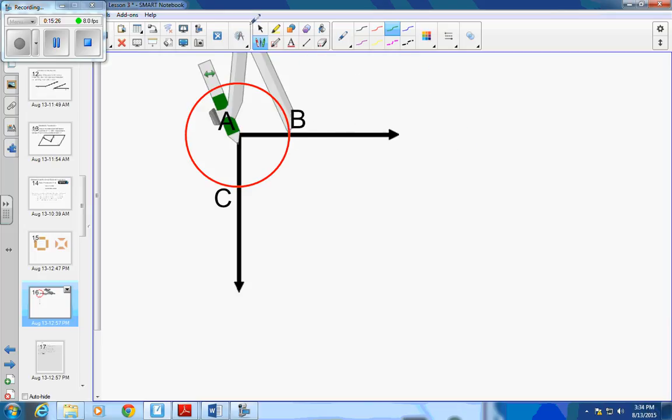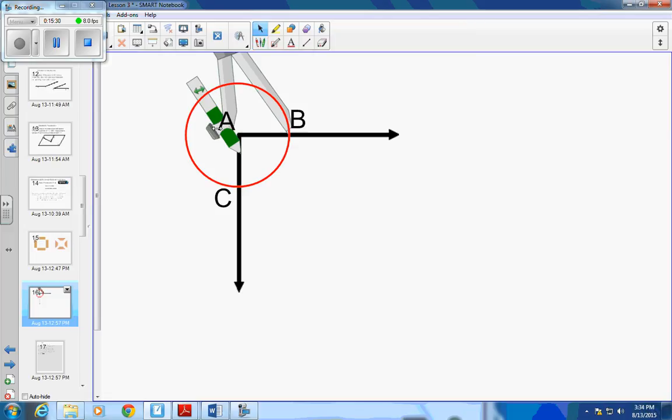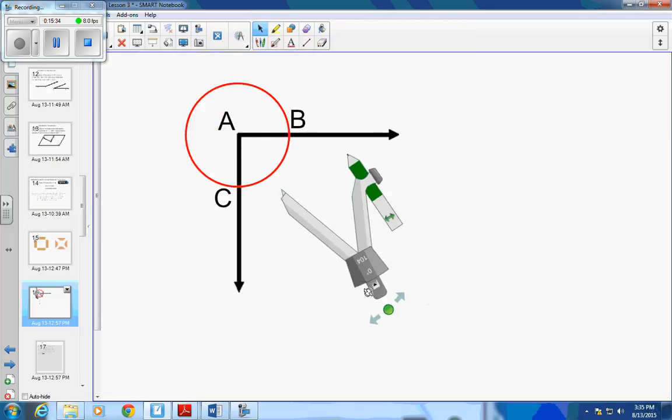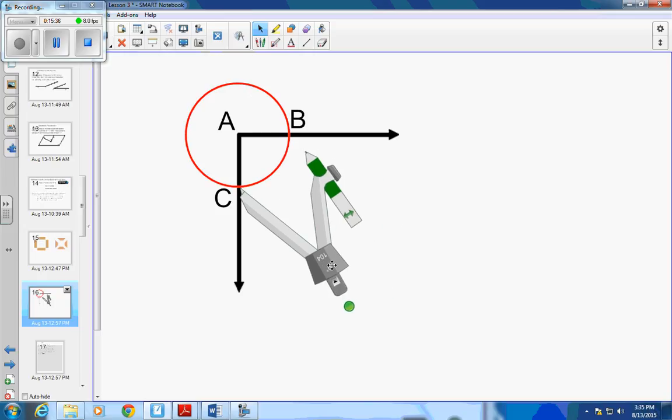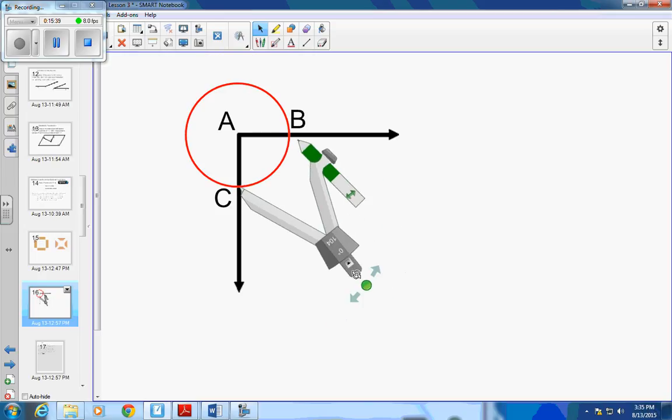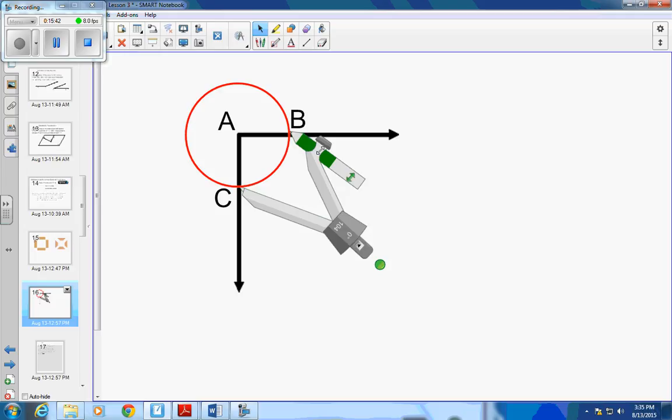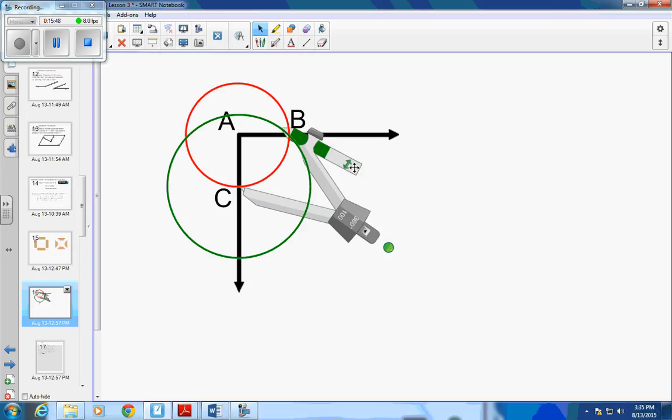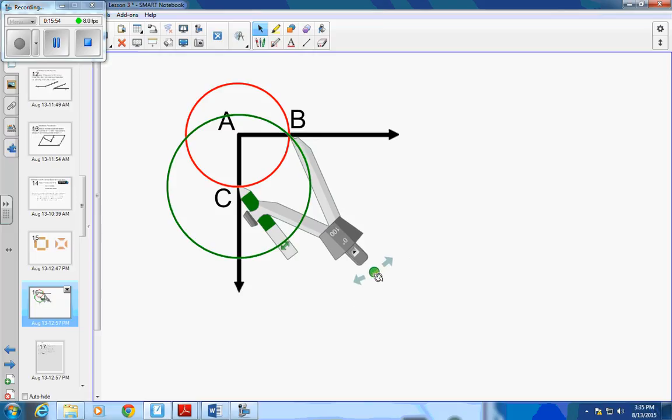and I would like that to be a radius. Oops, I need to move this around the other way. Okay, I'm going to put it centered at C, and I'm going to make it radius CB, and I'm going to draw a circle. And then I'm going to center at B and make a circle with radius BC.